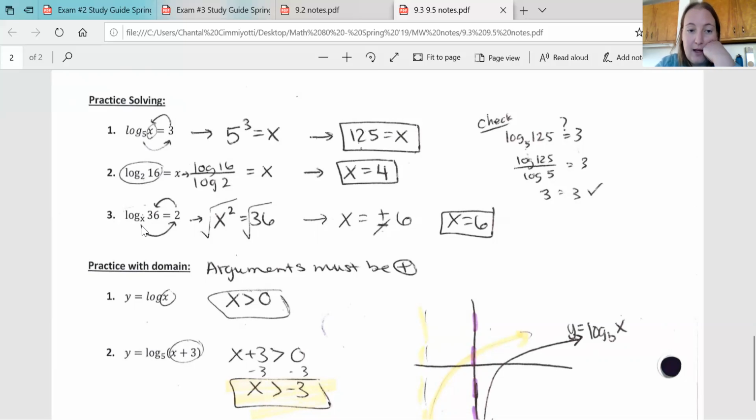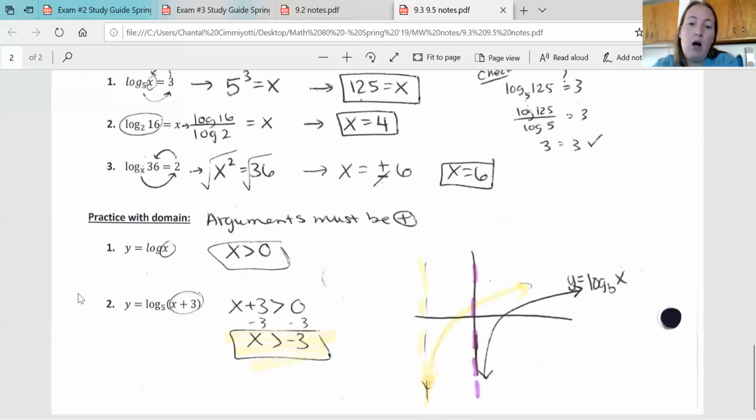And then here, x squared equals 36. Well, we already know how to handle getting rid of a square. You just take the square root. Now, when you take a square root, you normally have a plus or minus. However, the minus is extraneous. You cannot have a negative base. It's just one of our conditions. You also can't have a negative argument. So you can have a negative exponent, but no other negatives.